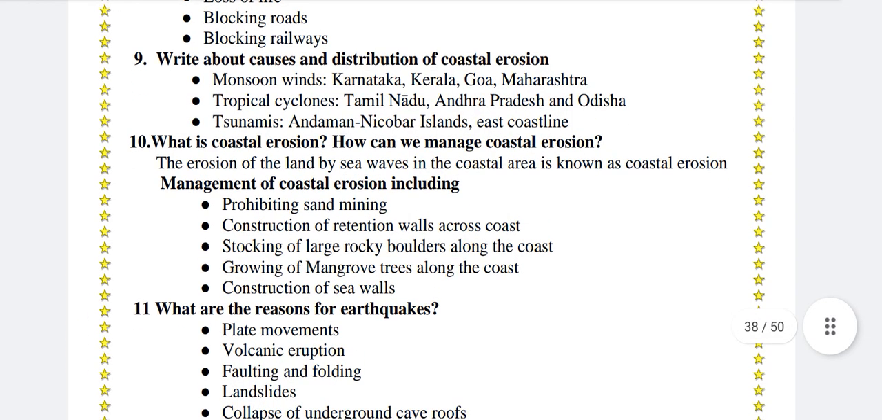Write about the causes and distribution of coastal erosion. Monsoon winds: Kerala, Karnataka, Goa, Maharashtra. Tropical cyclone: Tamil Nadu, Andhra Pradesh, and Odisha. Tsunami: Andaman and Nicobar Islands and eastern coastline.